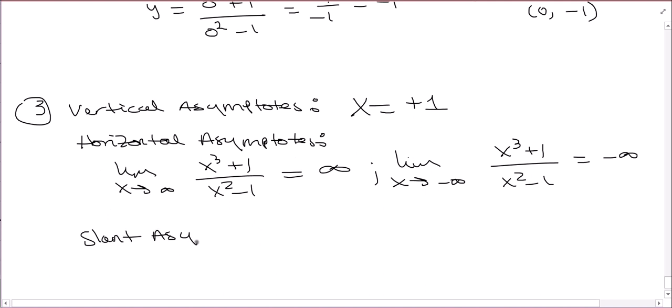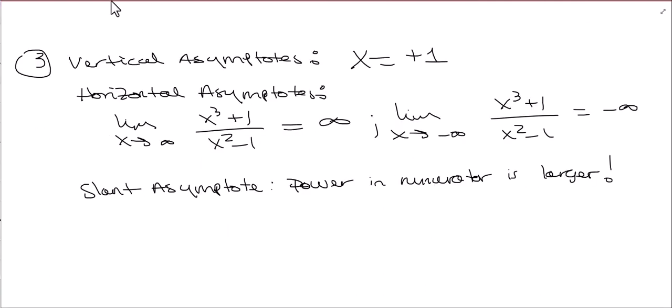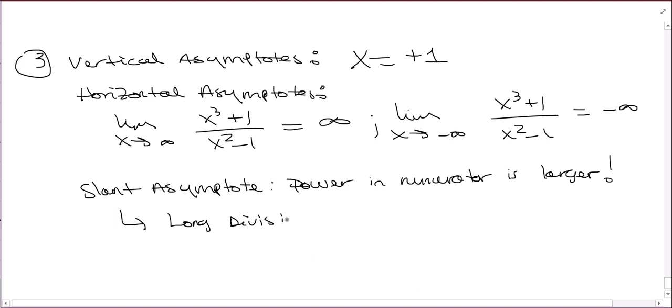How do I recognize that we have a slant asymptote? The power in the numerator is larger. So how do we find it? This is when we do long division. So to find your slant asymptote, do long division, and so I'm going to divide x cubed plus 1 by x squared minus 1. So let's set it up.